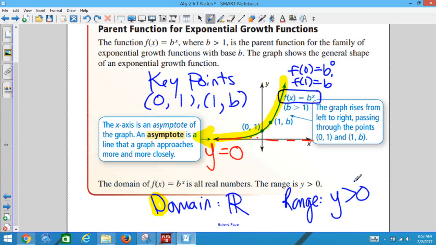Yes? Can it touch it but not go through it? It cannot touch it. So remember the Brownie question? I can't have 0 brownies because they just keep halving the amount I have. It's going to be super small.